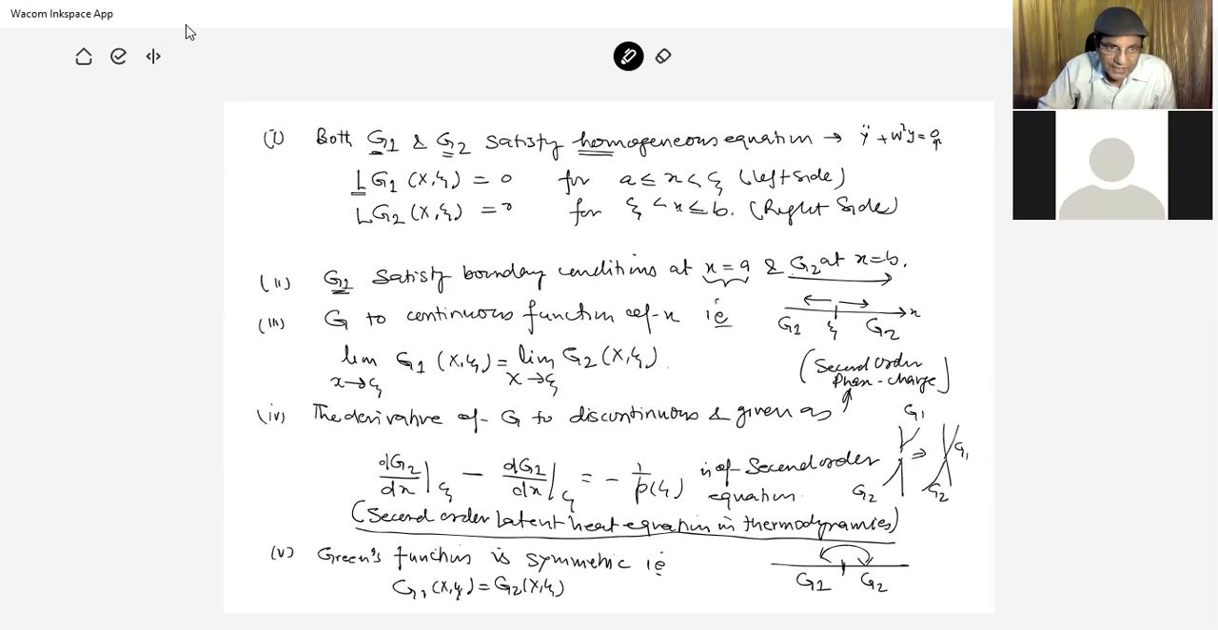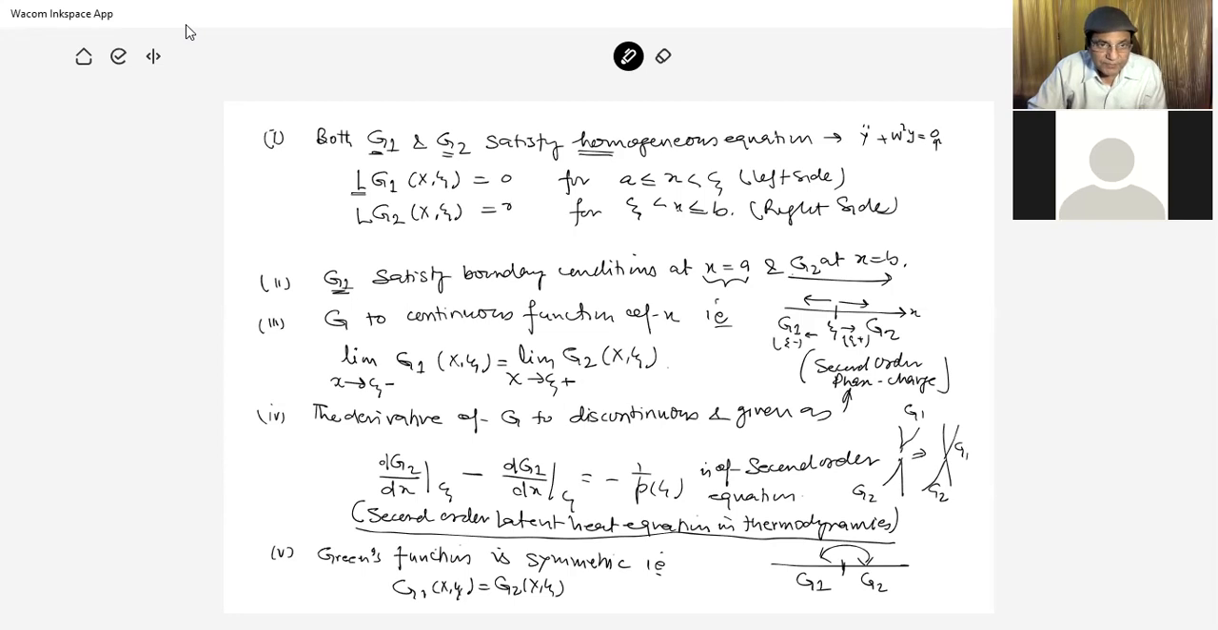So we like to express limit x tending to xi minus. Xi minus means left side. And here limit x tending to xi plus, this is G2 and it is the right hand side. So here it is xi plus and here it is xi minus. So xi plus and xi minus simply indicate the left hand side and right hand side.